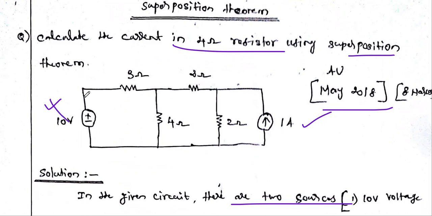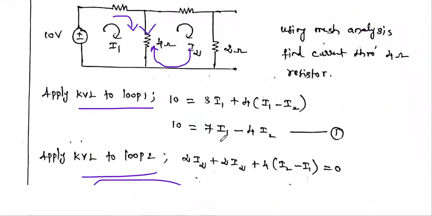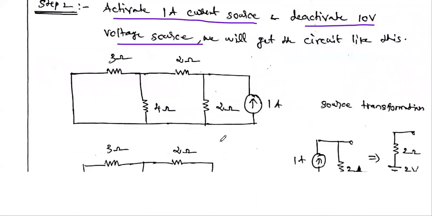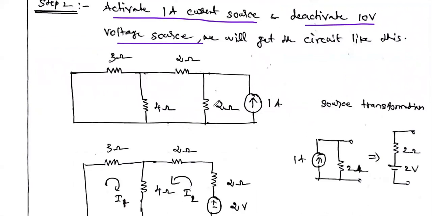While deactivating this 10 volt voltage source, it becomes a short circuit. You already know the concept: if a current source is zero, in the place of the current source you open circuit it. In place of a voltage source, we have to short circuit it. So this diagram is converted into this. Now we get a 1 amp current source, a 2 ohm resistor, 2 ohm, 4 ohm and 3 ohm. Now our aim is to find the current flowing through this 4 ohm resistor. You can use any method to find the current.